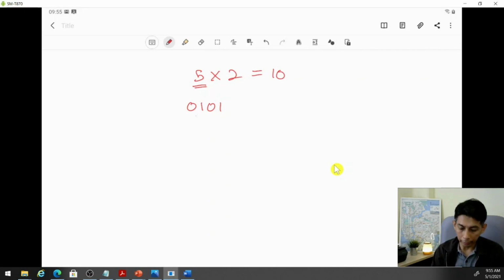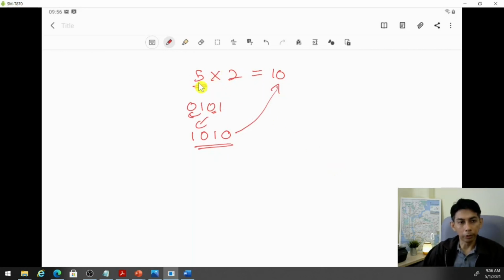Let's see here, if you shift this bit to the left one bit, because 1 is shifted to the left one time, and 1 now is replaced by this 0, and you have a new 0 coming in. So you have 1 0 1 0, which is actually 10 in binary. So that is how you use shift as compared to multiply.